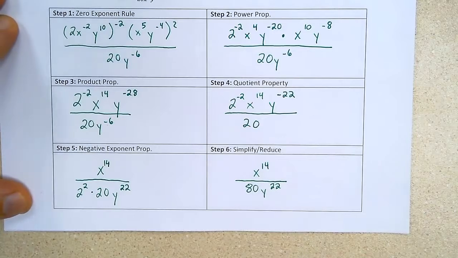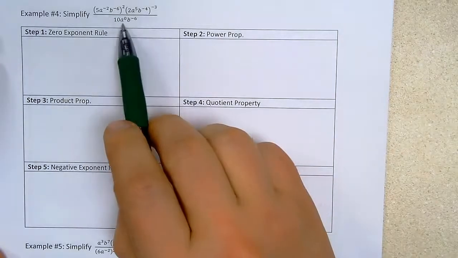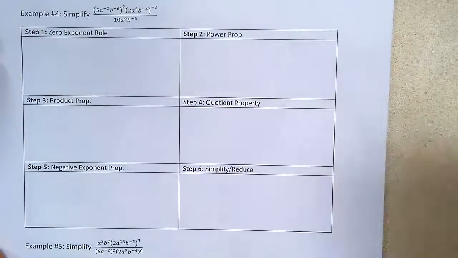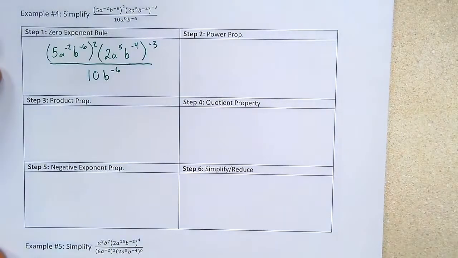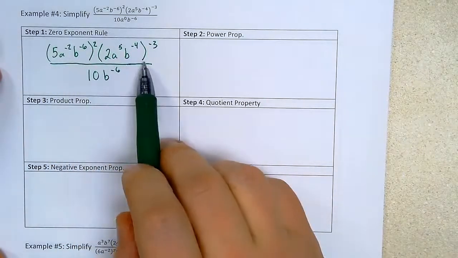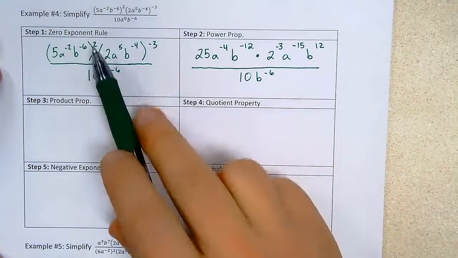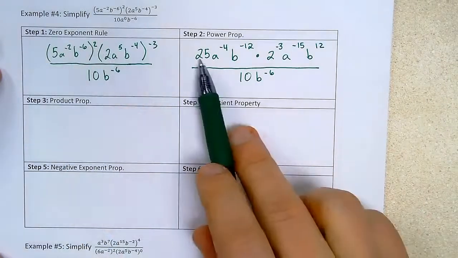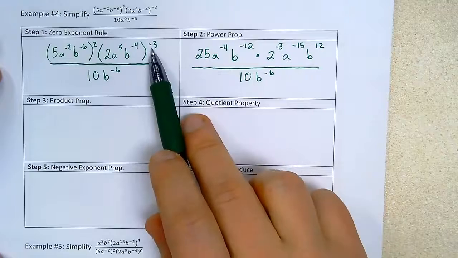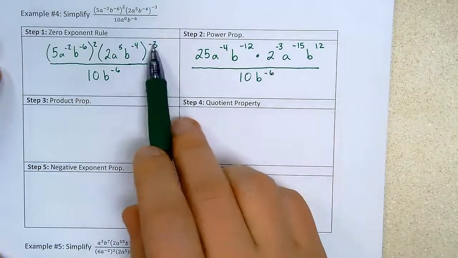Let's look at example 4. Zero exponent rule applies to that a to the 0. Then we will apply the exponents 2 and negative 3 into each parenthesis set using the power property. The 2 as an exponent for 5 I turned into 25, whereas the negative 3, just to avoid any confusion, I left it as a negative exponent there. Don't forget that a negative times a negative makes a positive.